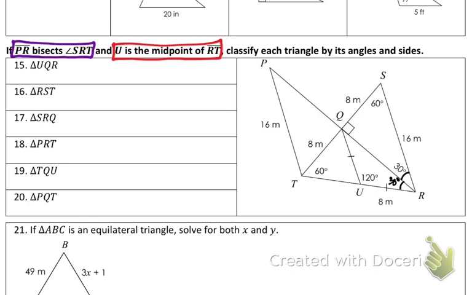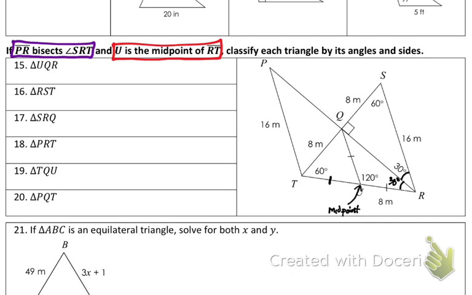The other thing says that U is a midpoint of RT. So locate U and tell yourself that's a midpoint. Well, a midpoint cuts a segment in half. So that means either side of a midpoint is the same length. So I'd go ahead and I'd put a tick mark right here.